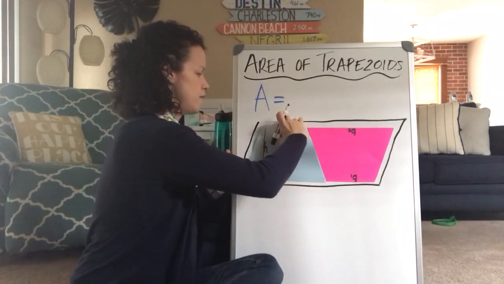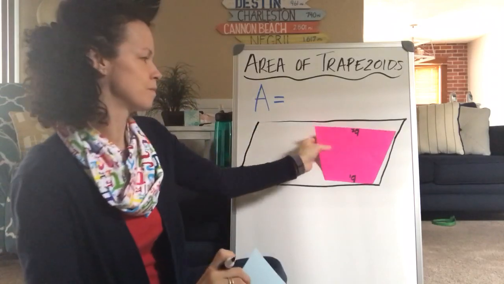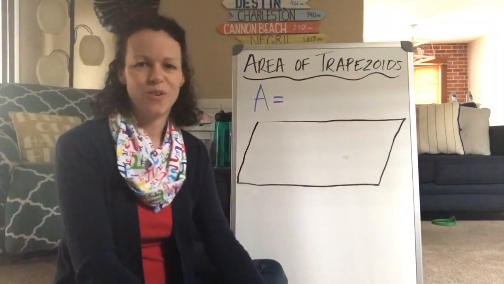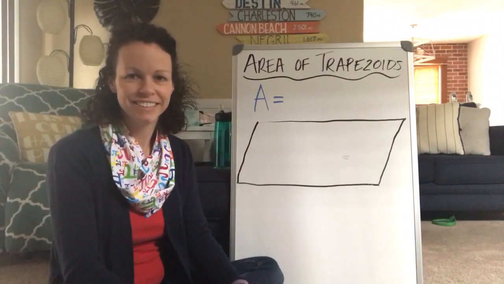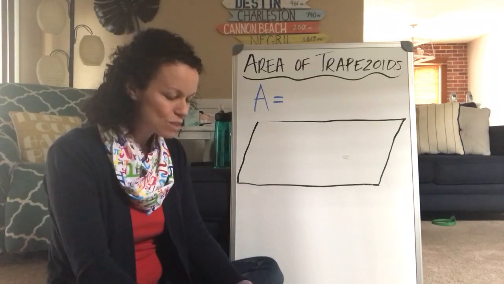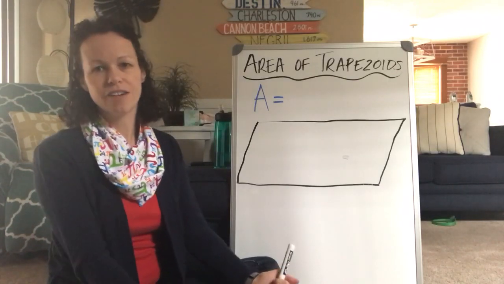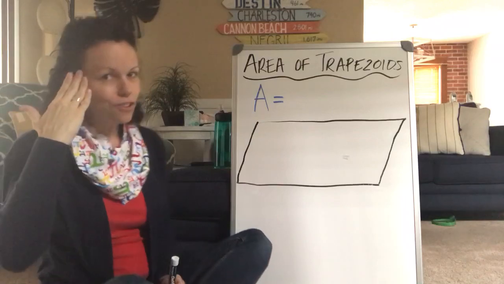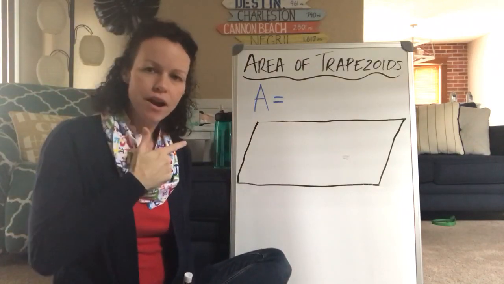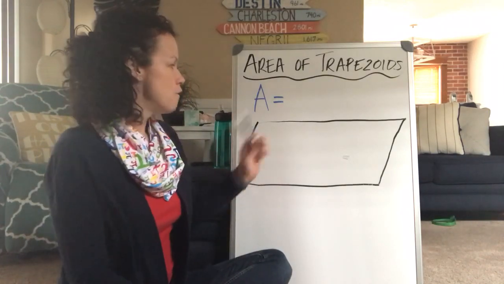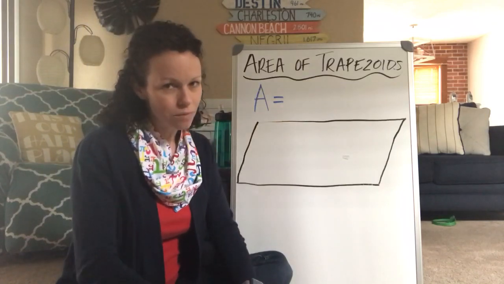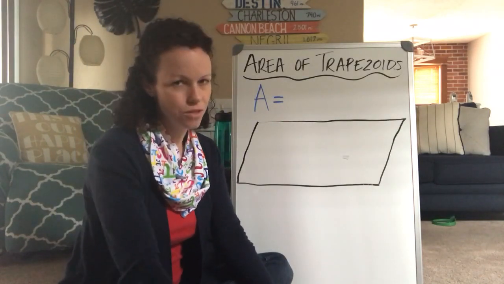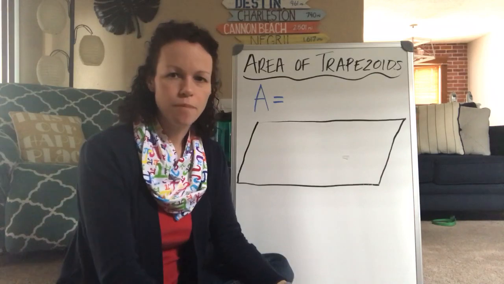So when I do that, if I take these away, what shape is created there? Good, a parallelogram. So two trapezoids made a parallelogram. So you can start thinking in your head how a parallelogram's formula is going to relate to a trapezoid's formula. So the first thing you're probably thinking of is what happened with the triangle.